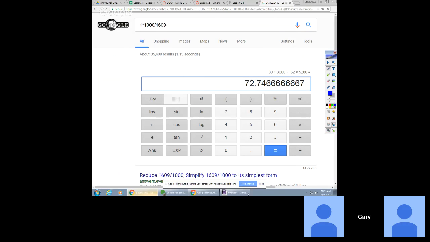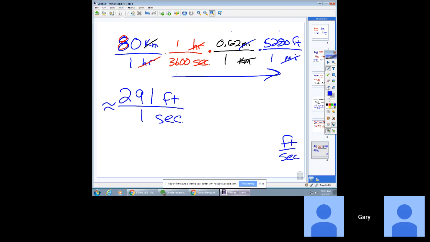Yes, let me correct what I wrote down there. Robert was ahead of me. I wasn't paying attention. Erase. So we've got about, what was it, 72.4?